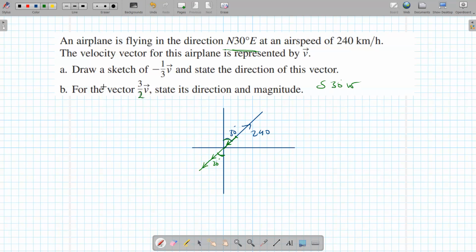3/2 means the exact original thing that we started with, except now it's 1.5 times longer. In other words, it's going to be 360. 240 times 1.5 is 360. So the magnitude of that line is 360.